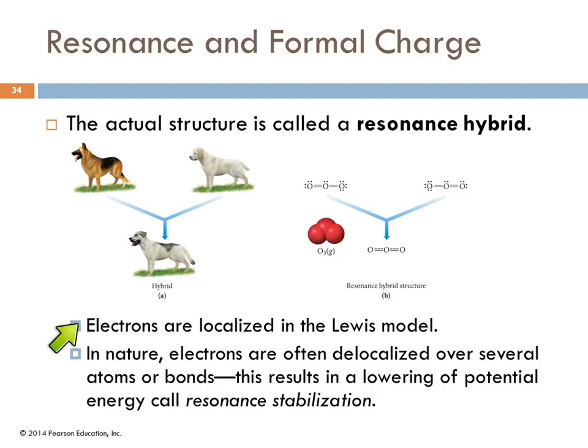The Lewis model always shows electrons as being localized, meaning that the electrons have to be associated with a single atom or between 2 atoms. But in fact, electrons are often delocalized over several atoms or bonds. And this causes the energy to be lower. And so it's a resonance stabilization. And this explains the stability of some molecules that would otherwise not seem to be as stable as they actually are.